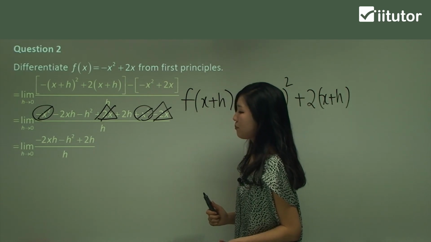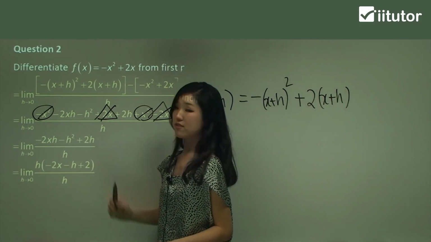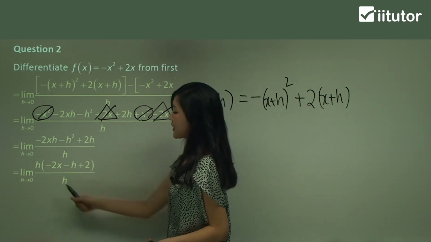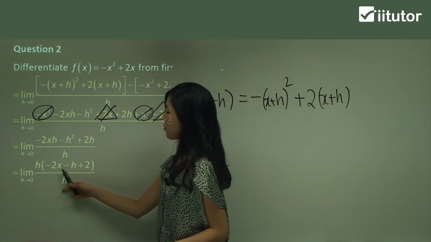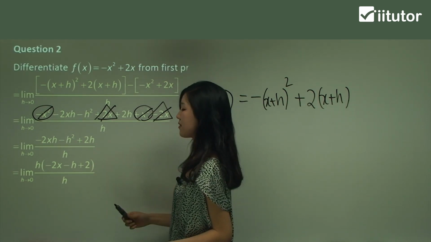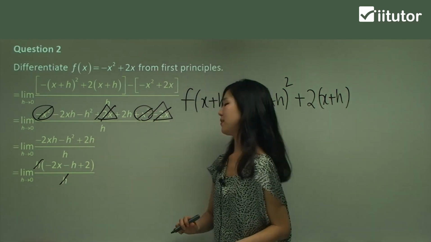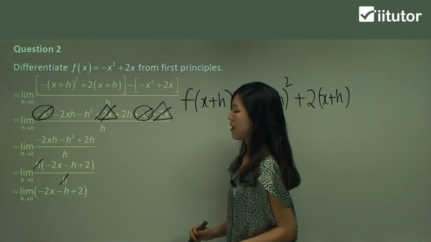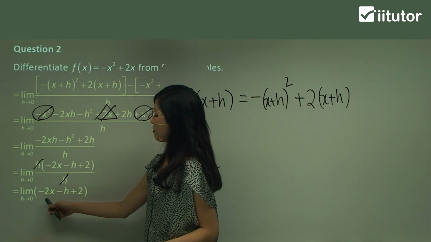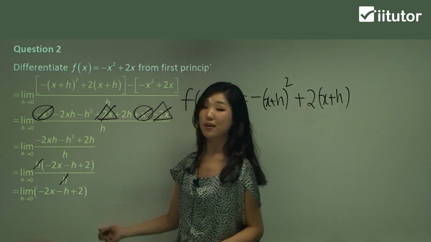Now what can we do? Let's factorize by the common factor, in this case, which is h, isn't it? h is the common factor. Take it out. Here we have negative 2x minus h plus 2 left inside our brackets. And you can clearly see that again, we can cancel these out because they're the same. So we are left with the limit as h tends to 0 of, just inside the bracket, negative 2x minus h plus 2.